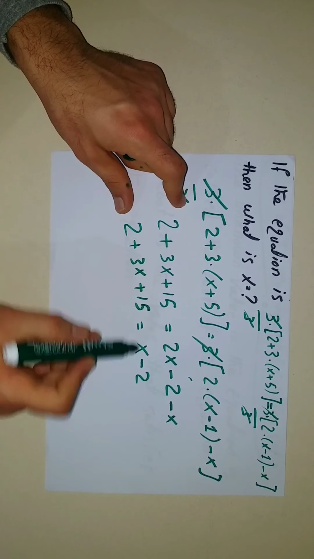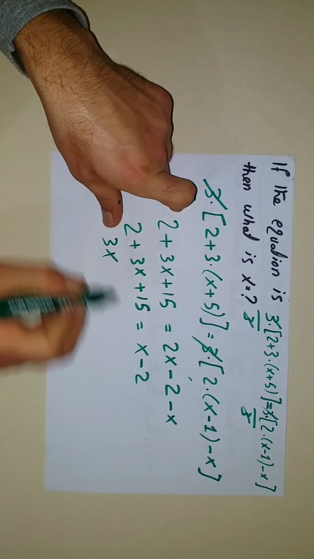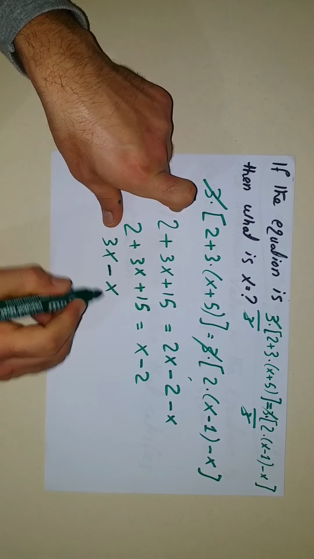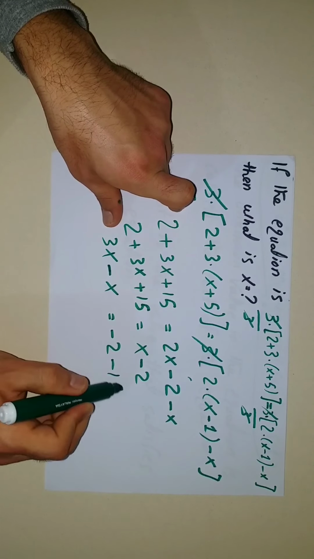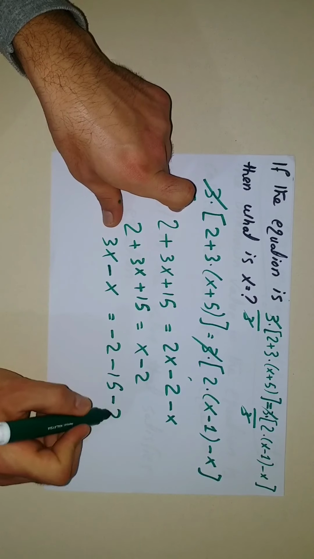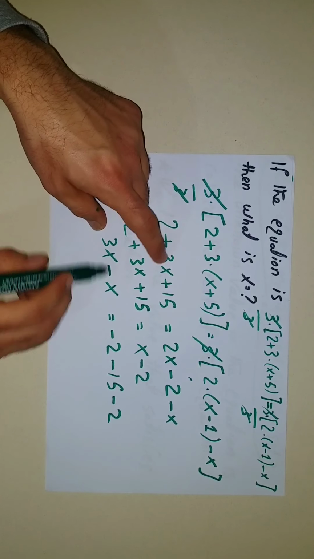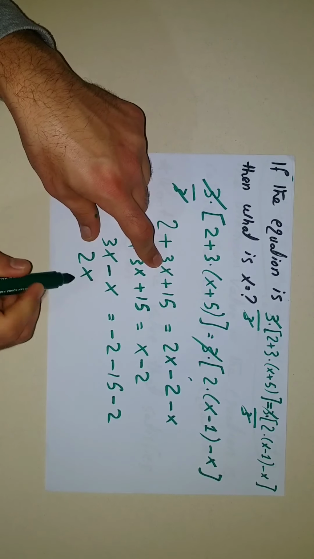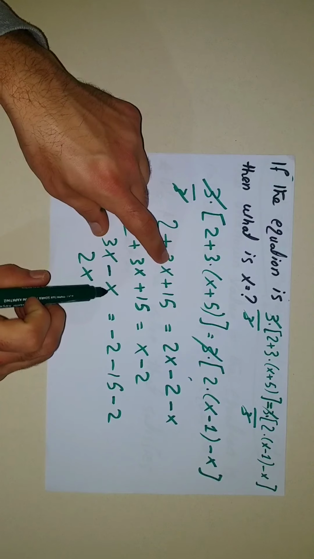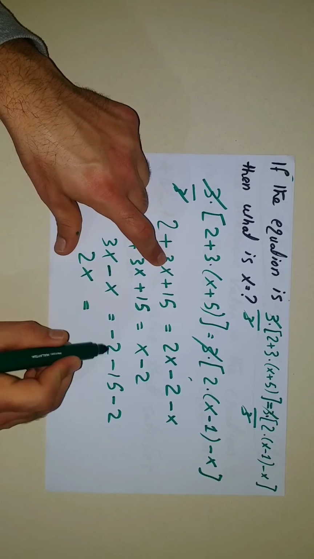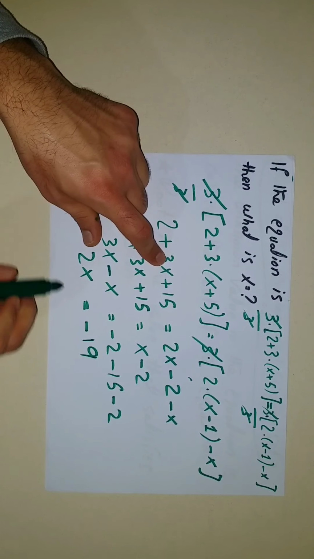Now I will transfer x to this side of the equation and these numbers to the other side. So 3x, I will transfer this x to this side, minus x, and minus 2 minus 15 minus 2. 3x minus x will give you 2x, because if I subtract x from 3x, it will give me 2x. Minus 2 minus 15, minus 2 will give me minus 19.